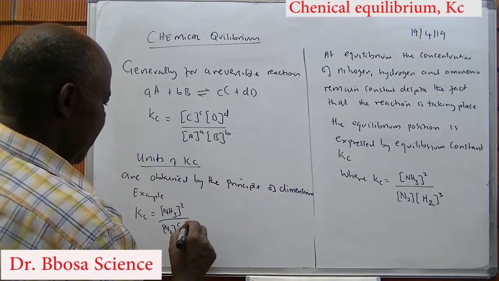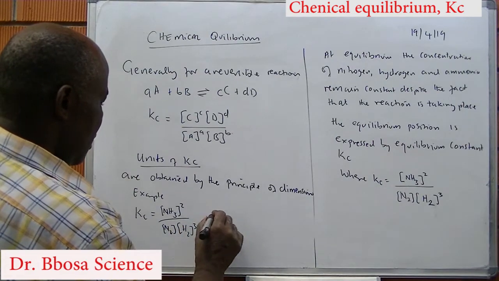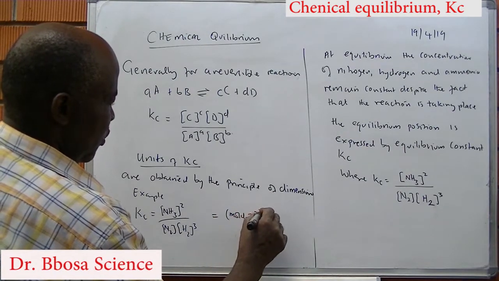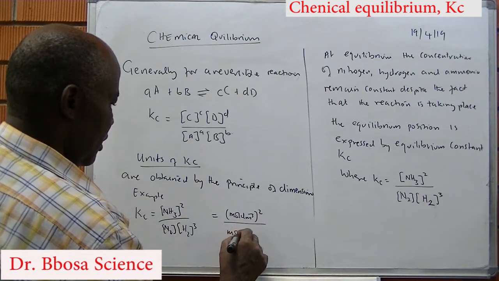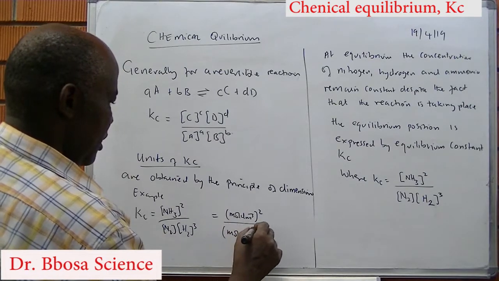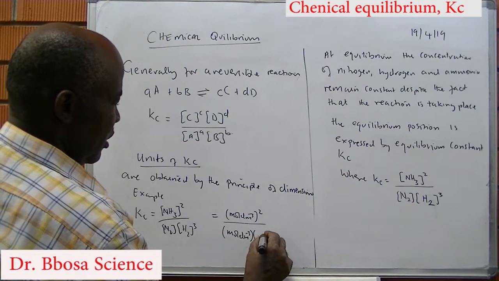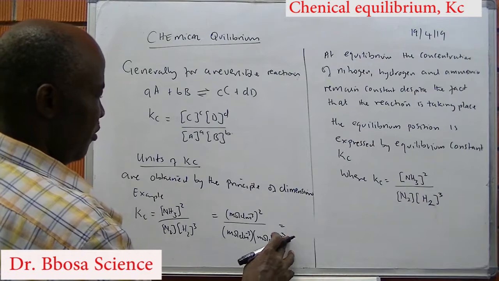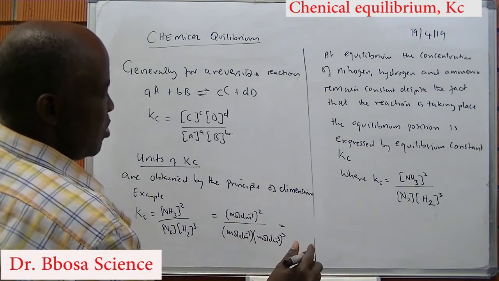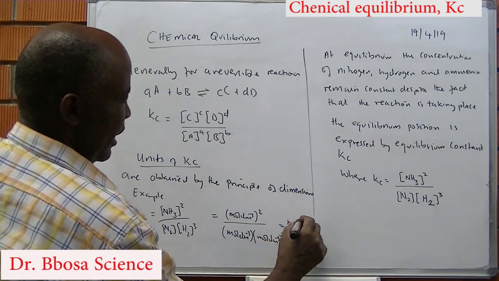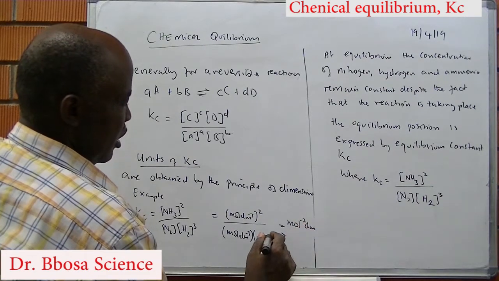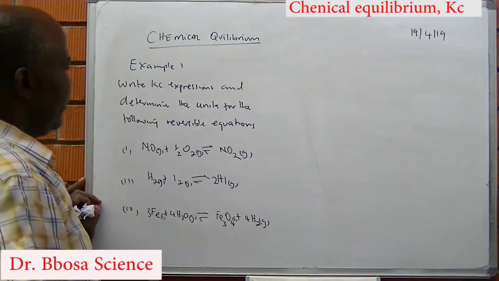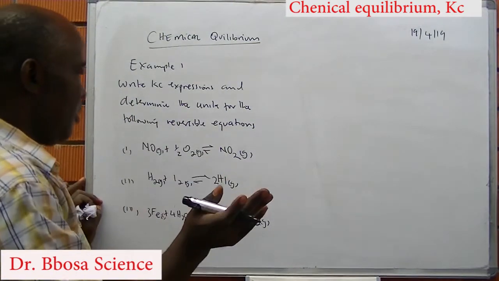From the previous expression, the concentration of ammonia is in moles per decimeter cubed, squared, over the concentration of nitrogen, which is moles per decimeter cubed, over the concentration of hydrogen, which is moles per decimeter cubed raised to power 3. So this is to power 4. When you take it up, it becomes moles per decimeter cubed to the minus 2, which is moles to power negative 2 decimeter cubed to power 6.